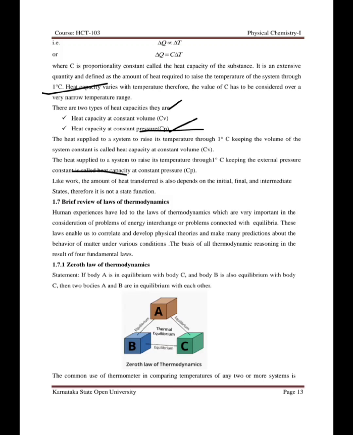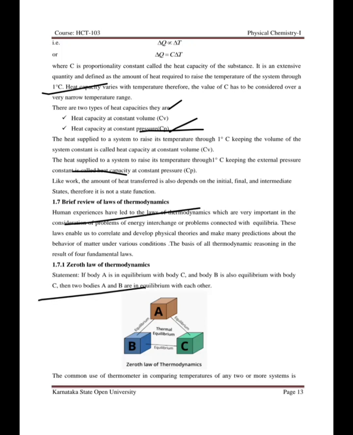The heat supplied to a system to raise the temperature of the system by 1 degree, keeping pressure constant, is known as heat capacity at constant pressure. So here is the brief review of the thermodynamics.